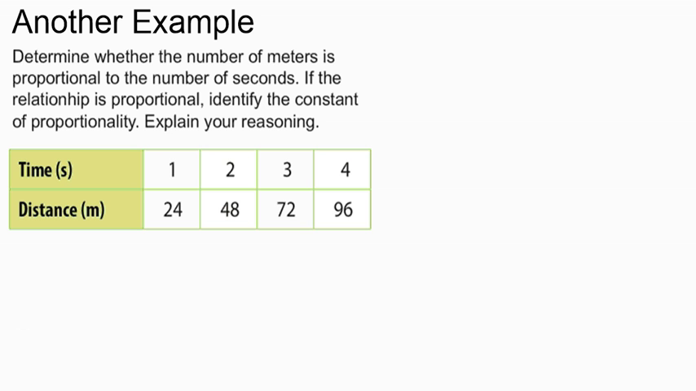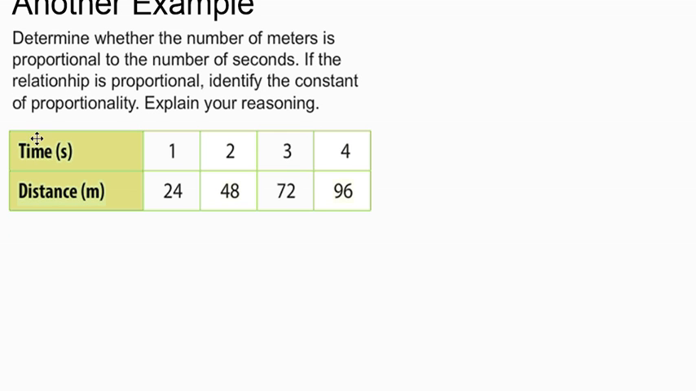Here's another example. It says determine whether the number of meters is proportional to the number of seconds. If the relationship is proportional, there's a typo here. Identify the constant of proportionality. Explain your reasoning. Okay, so again, our time is our x, our distance is our y.